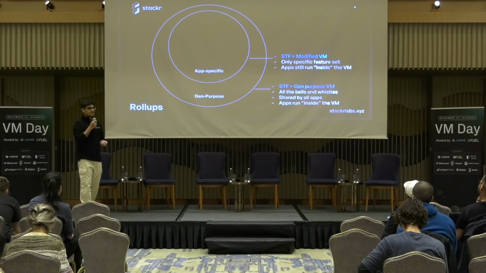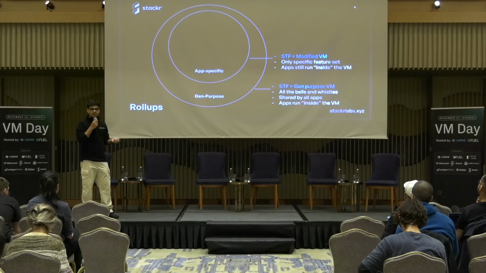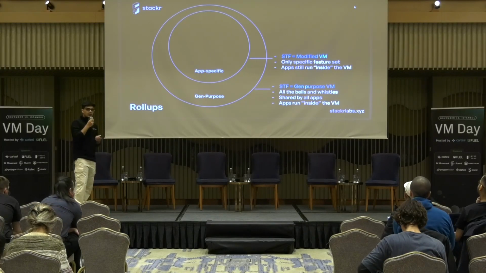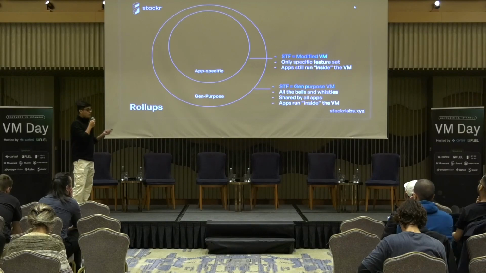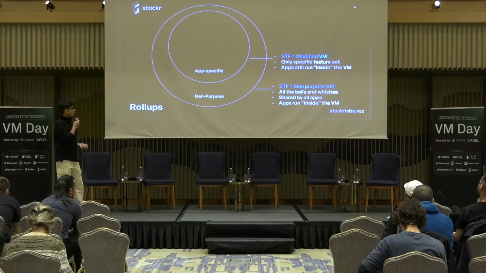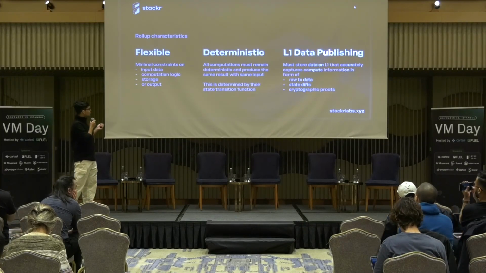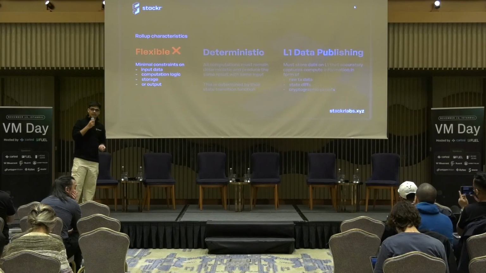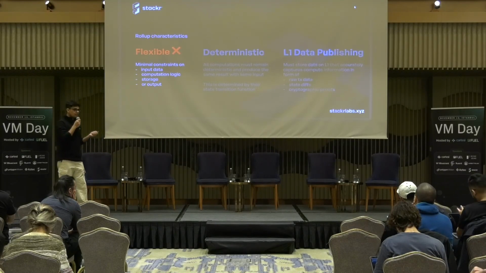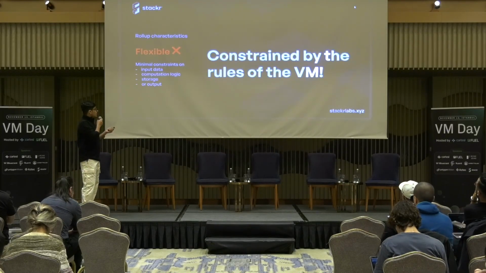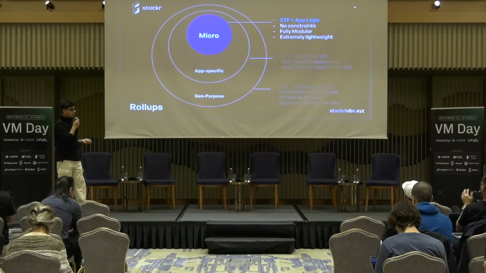Then came application-specific VMs. These are modified VMs which are responsible for handling a particular set of tasks and only implement a specific feature set, but the apps still run inside the VM. They follow some of the characteristics except flexibility, because flexibility is something these rollups cannot provide, since you are constrained by the rules of the VM. So what's the solution?